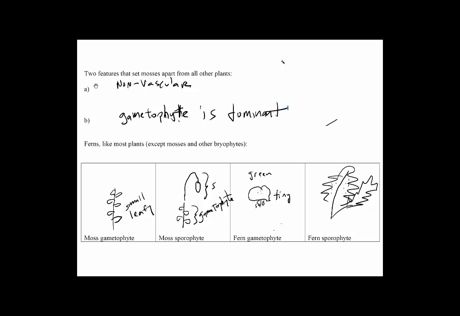And ferns, like most plants, the thing I'd like for us to keep in mind about ferns is they have a dominant sporophyte.